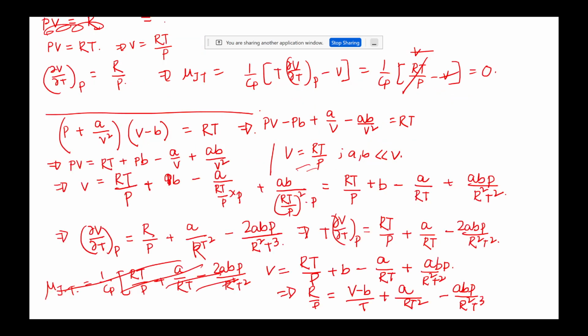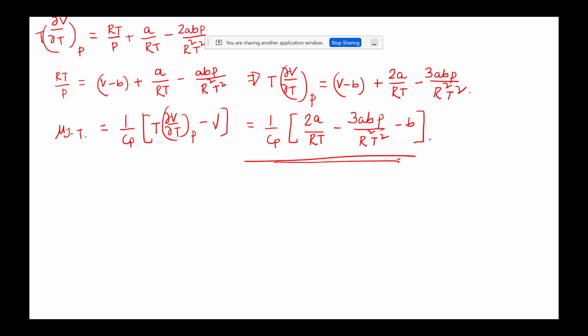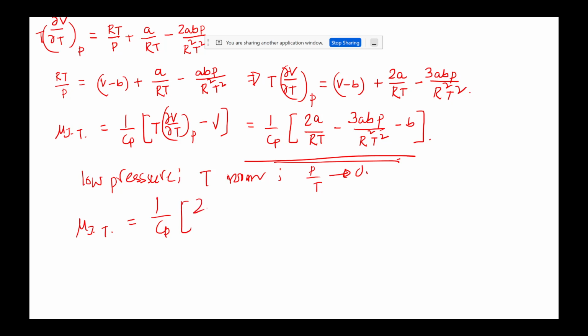When the pressure in the question is low and the temperature is ordinary, room temperature, this P by T tends to 0. Since this is T square also, I can drop it out. So we can write mu JT is equal to 1 by Cp times (2A by RT minus B).